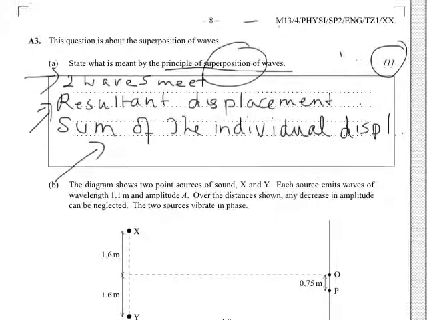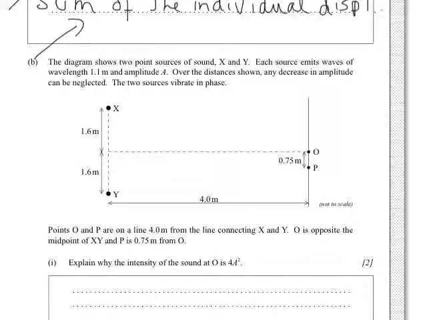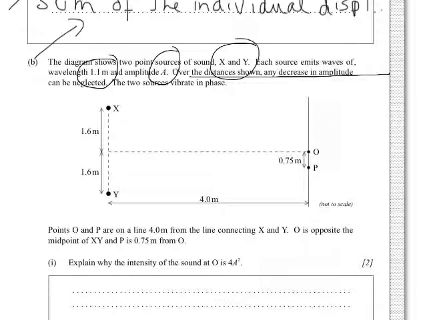Next, the diagram below shows 2 point sources, X and Y. Each source emits a wave of wavelength 1.5 and amplitude A. Now, interestingly, it says over the distances shown, any decrease in amplitude can be neglected. So this idea that as a wave gets further away and dissipates and its amplitude becomes less, you can totally ignore that. Its amplitude is going to stay the same.